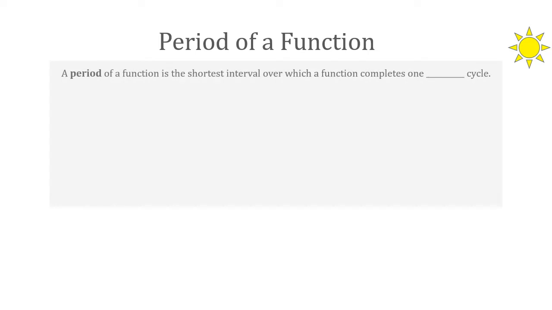Now, this is behavior that we've seen before in a circle, where a point moves around the circle, it completes a full rotation, and then it does it again. In fact, this is what we would say is called the period. A period of a function is the shortest interval over which a function completes one full cycle.